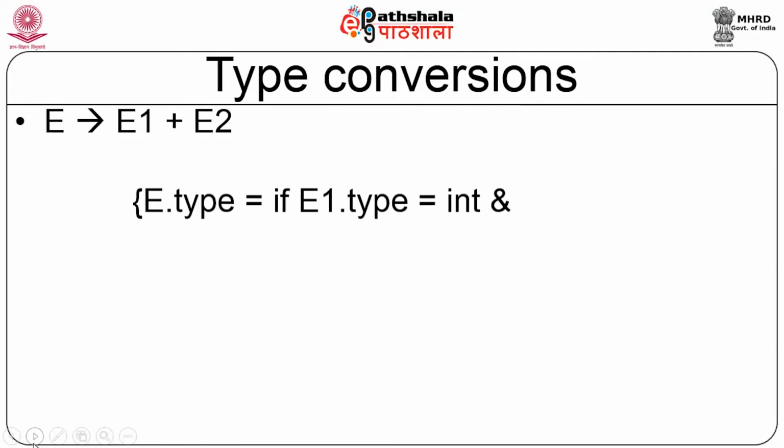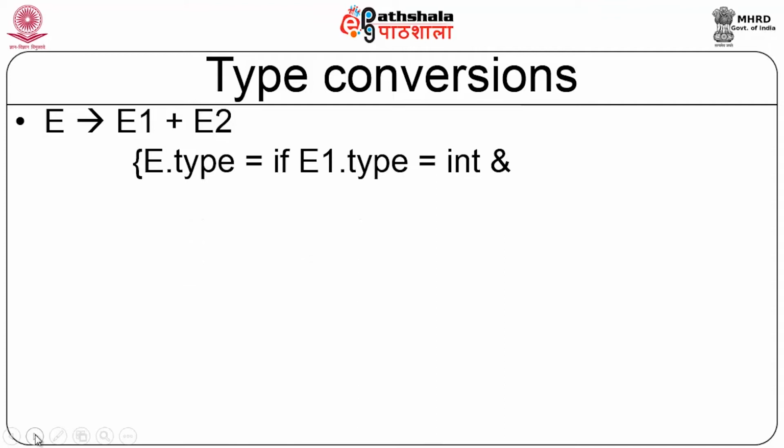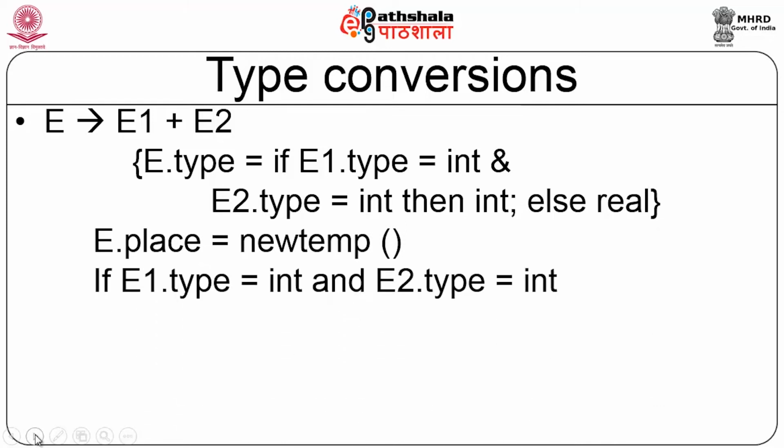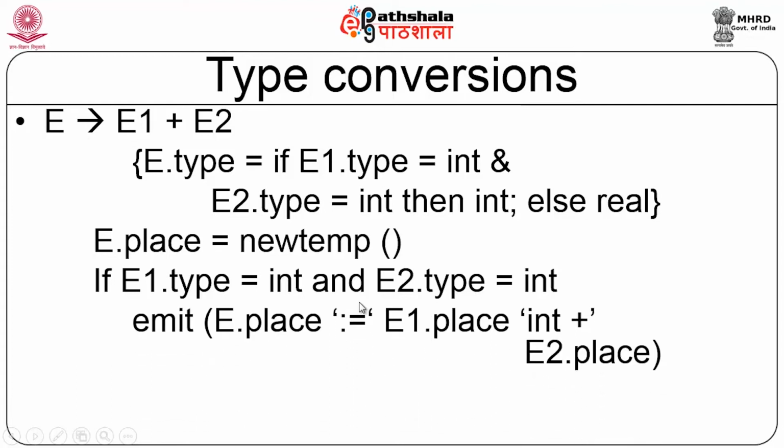Now, in addition to that, we have already seen type conversions and type checking. The three address code itself can incorporate type conversions. For example, here E dot type is equal to int if E1 dot type is equal to int and E2 dot type is equal to int, else it is real, is what we have arrived at here. So, how do I compute the code here? E dot place is equal to new temp, which is the same, and I will check the validity of this condition here, and if this is true, I will simply do an integer addition.